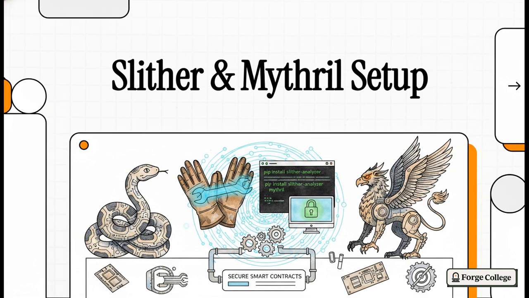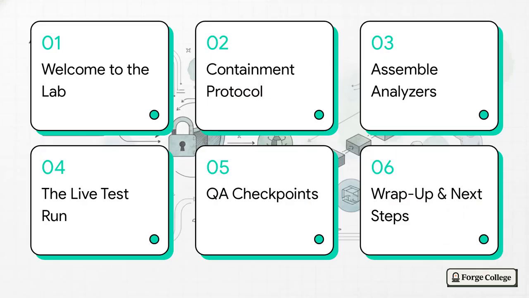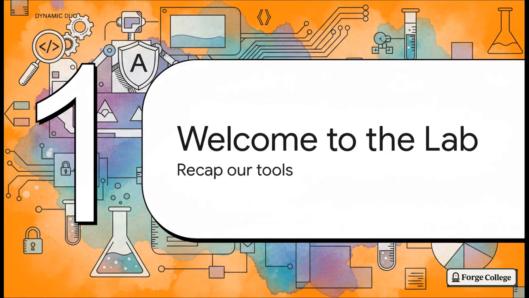And we're going to do it cleanly, without turning your computer's global environment into a complete chaotic mess of broken dependencies. All right, here's today's engineering blueprint. We've got a quick welcome to the lab, then we'll activate our containment protocol, assemble the analyzers, and run a live test. After that, we'll hit our QA checkpoints before wrapping up with your next steps. Let's dive in. Section 1.